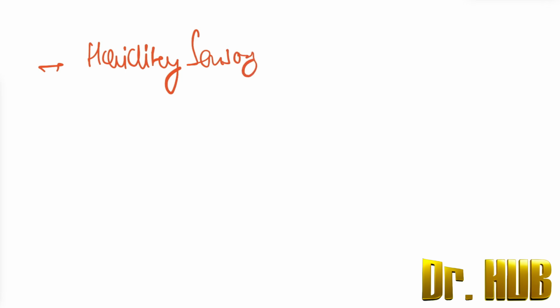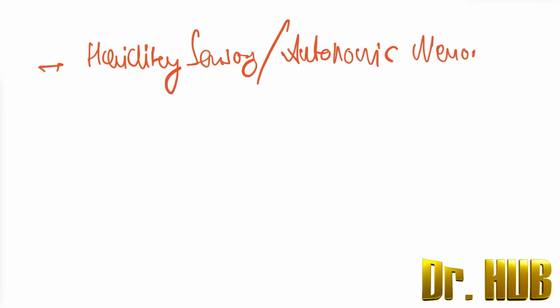Next in the hereditary neuropathic disorders, there is hereditary sensory and autonomic neuropathy, known as HSAN. Next is hereditary neuropathy that includes Fabry's disease.